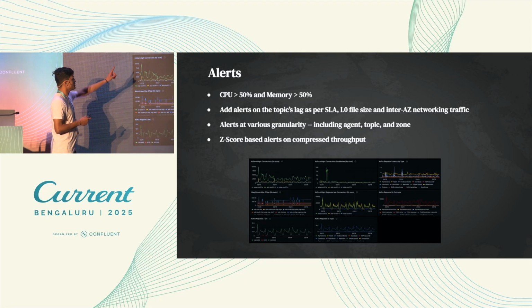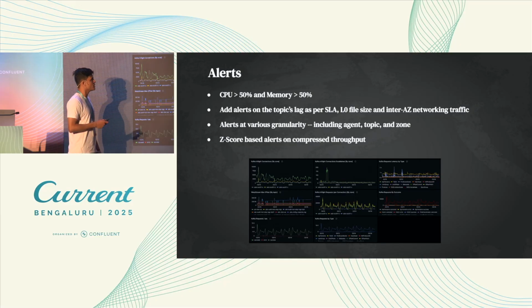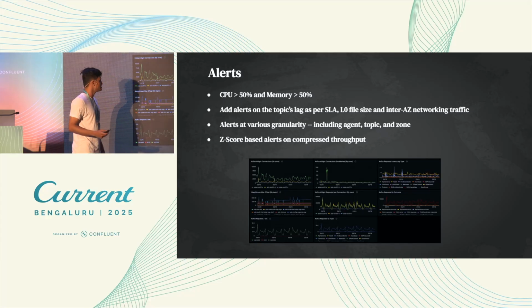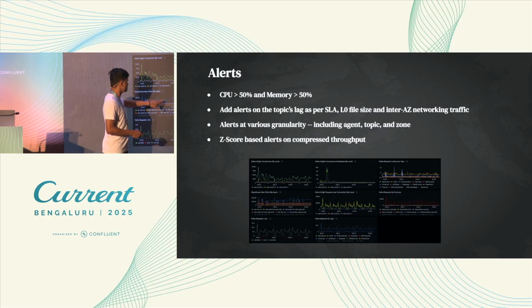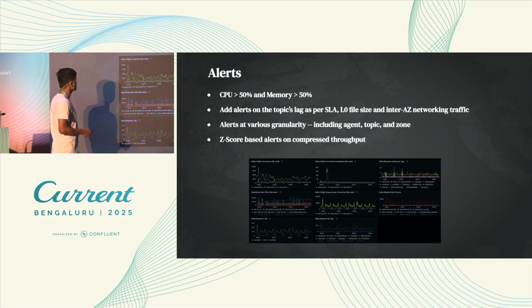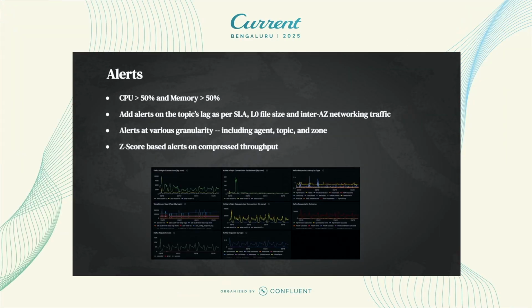And then the granularity is very important. We had alerts based on agent, topic, as well as zone level. And also we had a throughput level alert where we used something called z-score, but you can use other metrics as well. I don't think this is visible, but you can see here it's written by zone. This is by topic. So this is all for your Kafka in-flight connections.